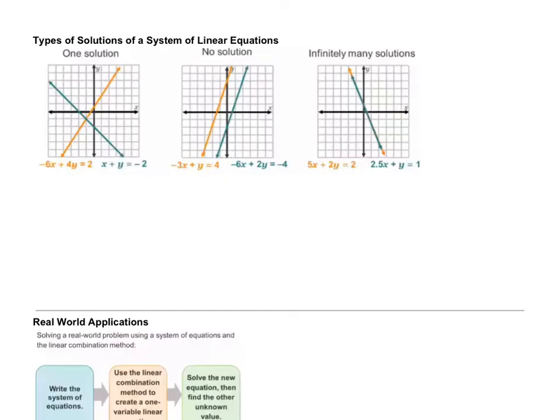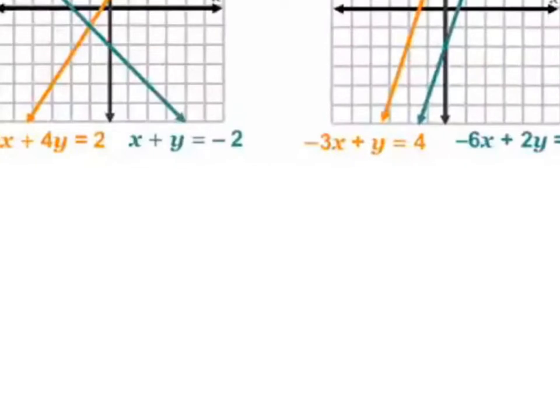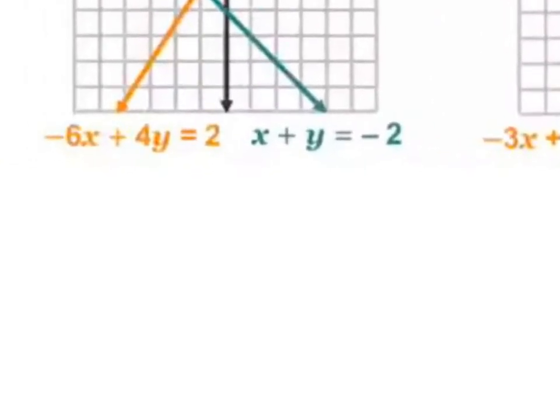Okay, on this next section, what I want to do is talk about the types of solutions of a system of linear equations. We can get something where we have one solution, no solution, or infinitely many solutions. And I want to do this algebraically. We're good at figuring out how this works graphically, but I want to do it algebraically. So let's look at each of these systems of equations.